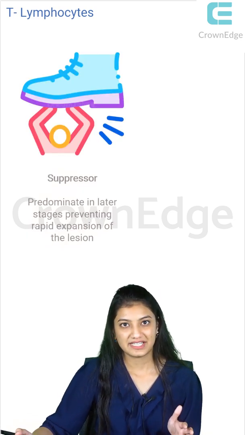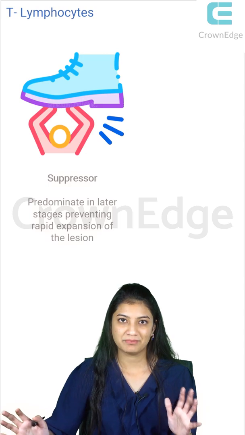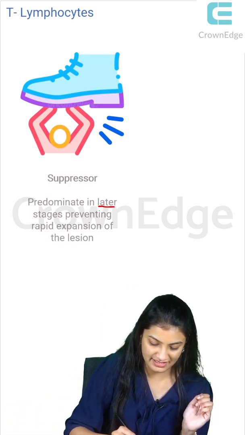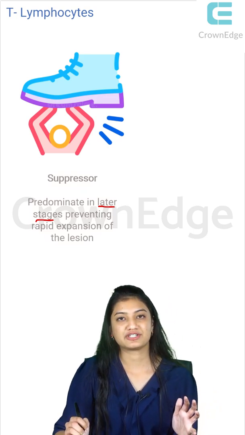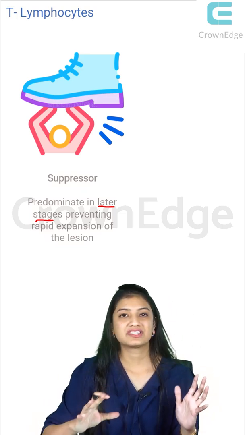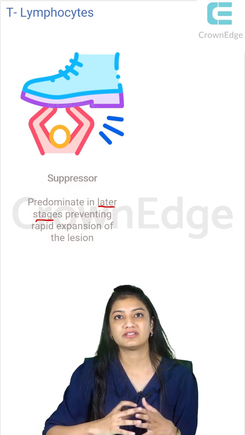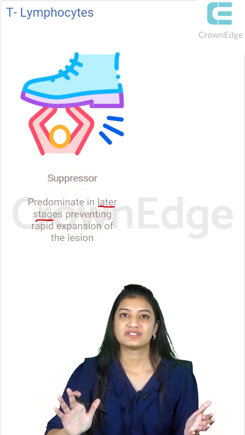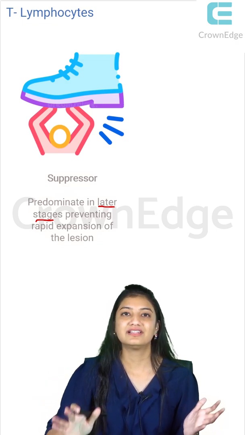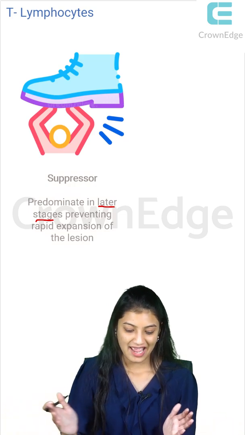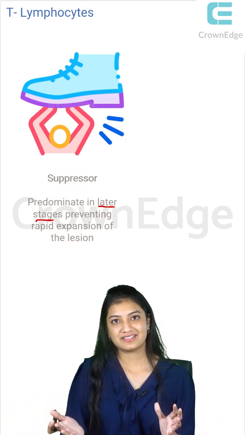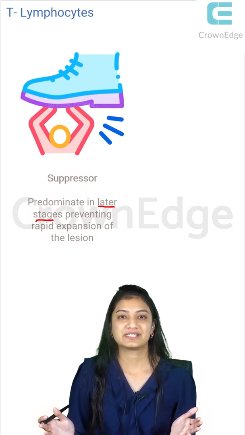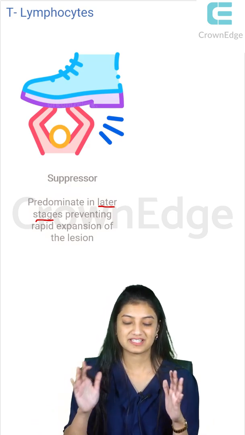Then the suppressor T cells. You can see the pictures just to remember it well. The suppressor T cells are predominant in the later stages, preventing rapid expansion of the lesion. Obviously, somebody has stimulated it. If you just let it go on, it is going to become bigger and bigger. Obviously you need somebody to stop it. So the main function of a suppressor T cell is to prevent it from expanding too much. They are present during the later stages of inflammation and prevent the rapid expansion of the lesion. These are the suppressor T cells.